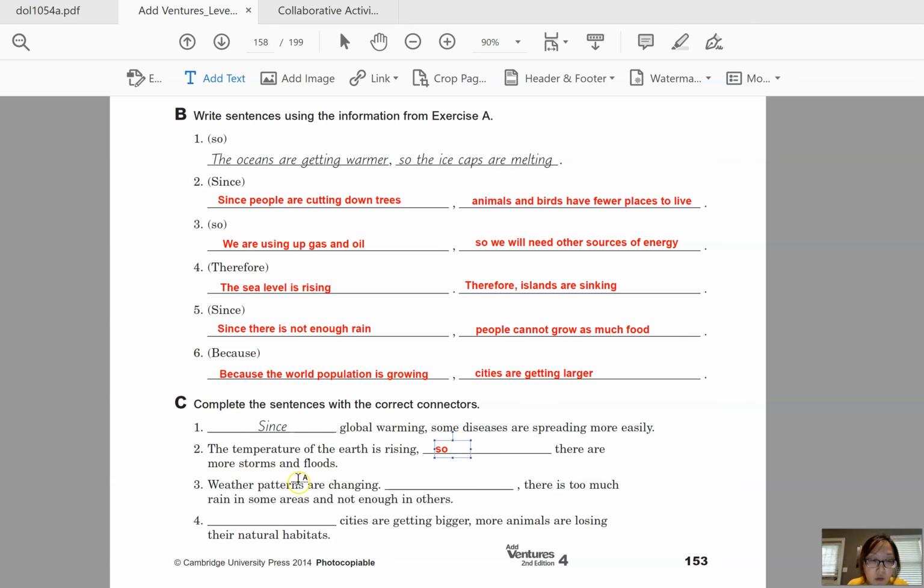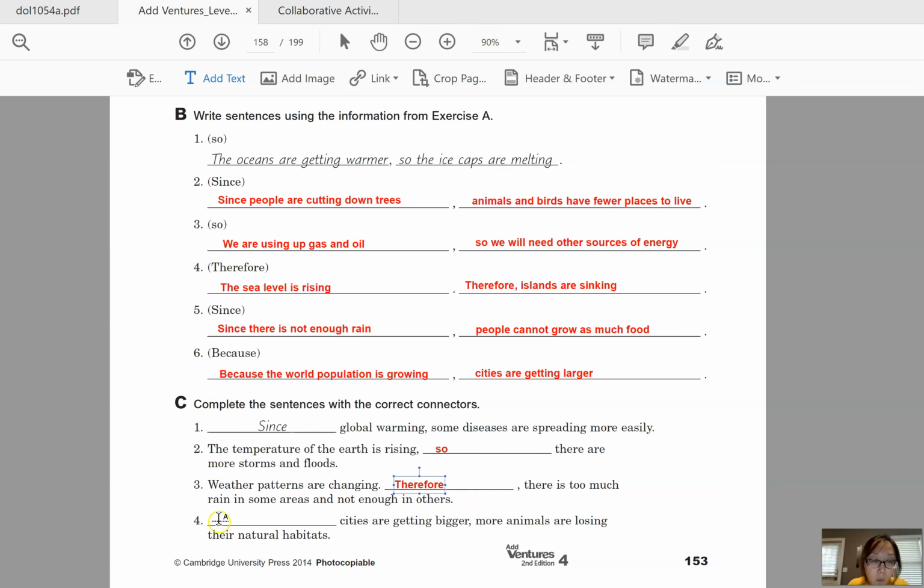Okay, and then number 3, weather patterns are changing. Okay, therefore, there is too much rain in some areas and not enough in others. Okay, so as you can see in this case, there's a period, and then a new sentence begins with therefore, and then comma after the connector.